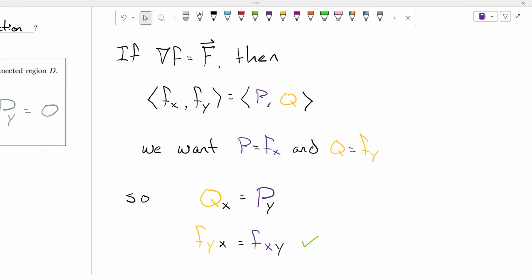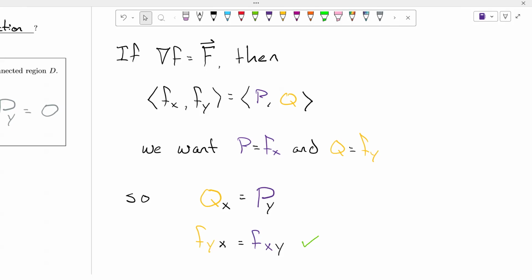So when I'm looking at Q partial X, that's really F partial Y partial X. Notice that bit in yellow. And when I'm looking at P partial Y, P is already F partial X, I hope. So P partial Y is really F partial X partial Y. So the check I have in the end is just seeing if the two mixed second order derivatives are equal. I'm checking to see if Fyx is equal to Fxy.